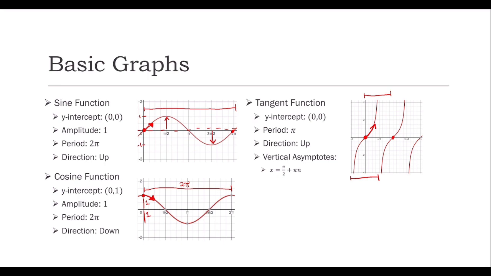And then you'll have vertical asymptotes starting at pi over 2. And then you'll have it every pi from there. So when you add pi, you'll have another vertical asymptote, or if you subtract pi, you'll have another vertical asymptote. So that's how to graph your basic trigonometry functions.